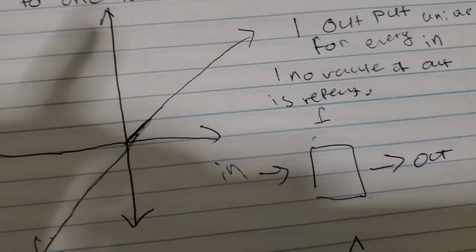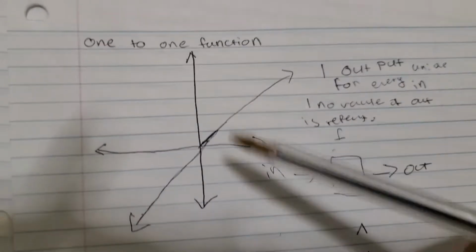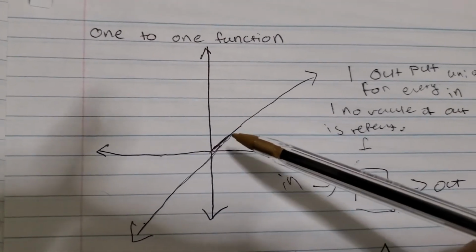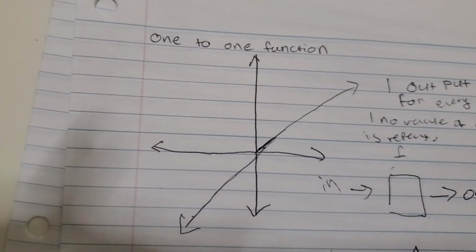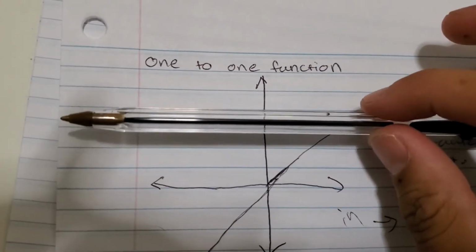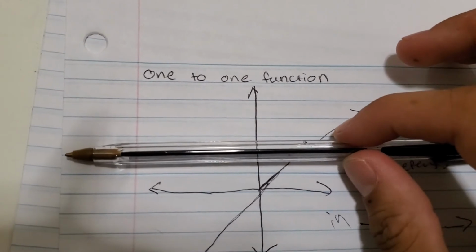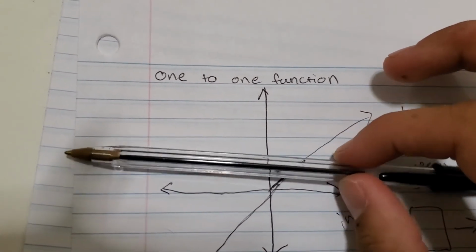A parabola, for example, has two inputs with the same output value, whereas a line doesn't. As you see here, there's only one value, and the easiest way to determine it is the horizontal line test. If we take the pen, and we know it is a function, and the horizontal line goes through only one point, then it's a one-to-one function.